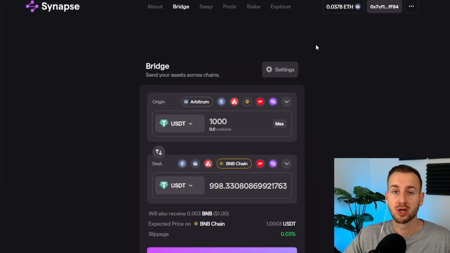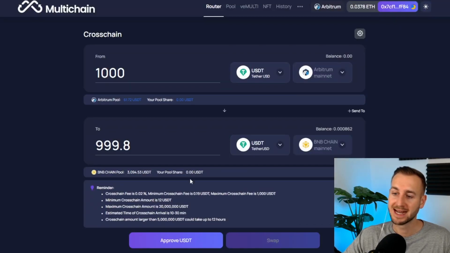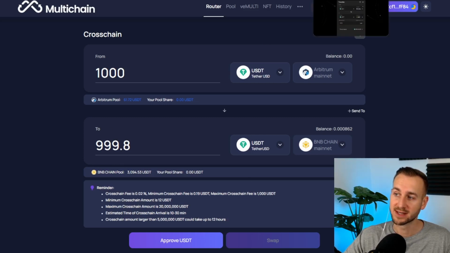Then another favorite could be to bridge from Arbitrum over to the Binance BNB chain. So I've plugged that one in yet again, but $1,000 here over to BNB via Synapse bridge gets you $998.33, and of course a buck's worth of BNB there. So you can pretty much factor that in as 999.33 in total value. Multichain gets you again the lowest fees, $999.80, just 20 cents in transaction cost.